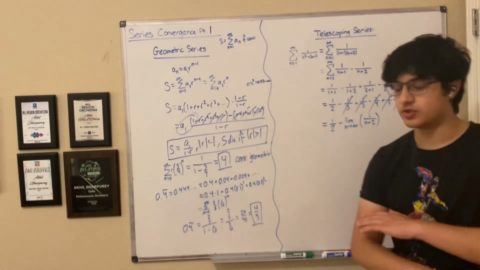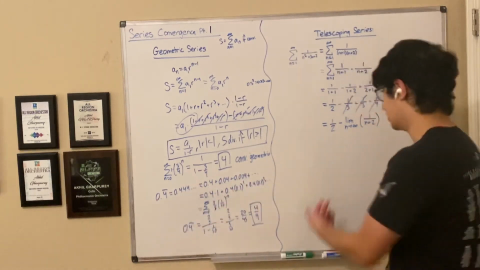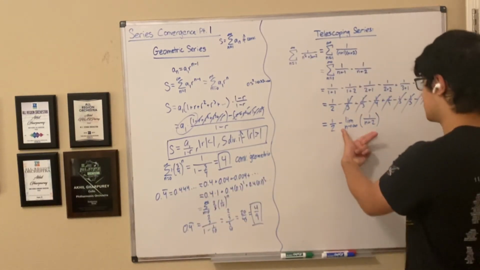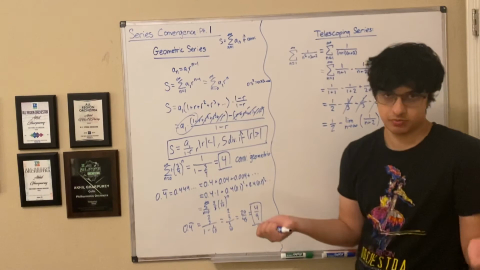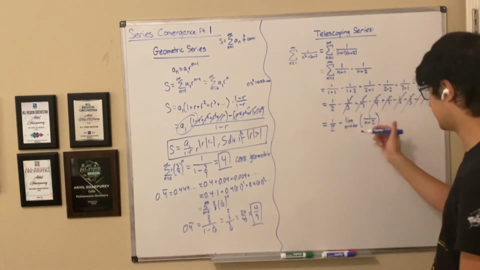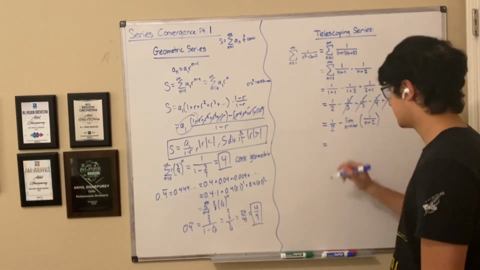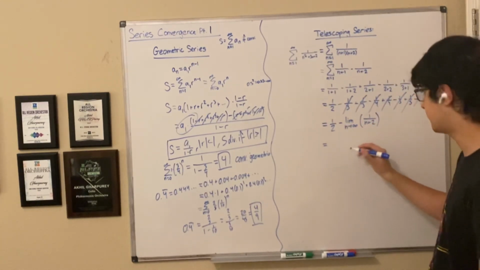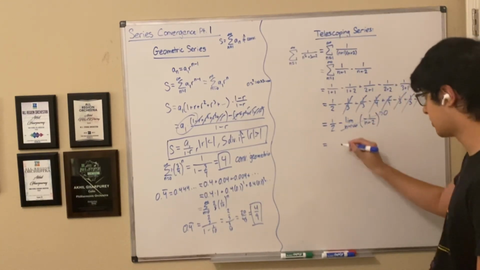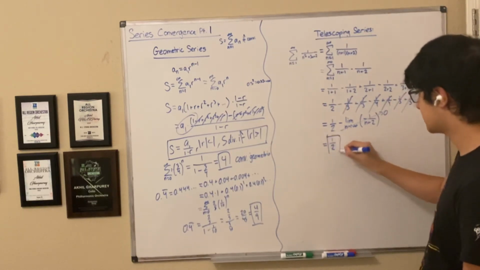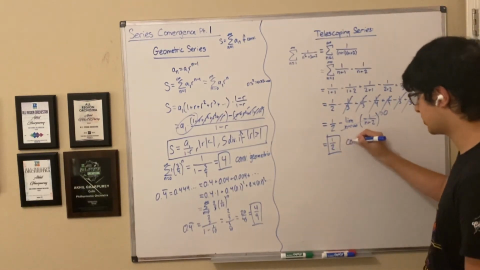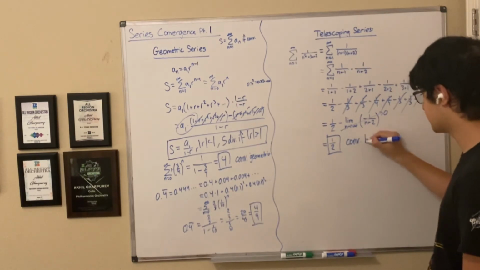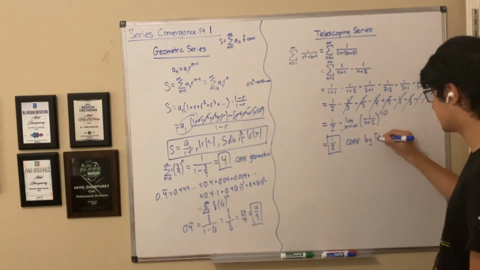You can just do the expansion all the way to infinity, and you will see that we get the limit as n goes to infinity of 1 over n plus 2. That's pretty much just covering all of the terms that we canceled out. So as a result, if we evaluate this limit, that's just going to become 1 over infinity, which we know is going to be 0. So this telescoping series converges to 1/2. So we can say the series converges by properties of telescoping series.